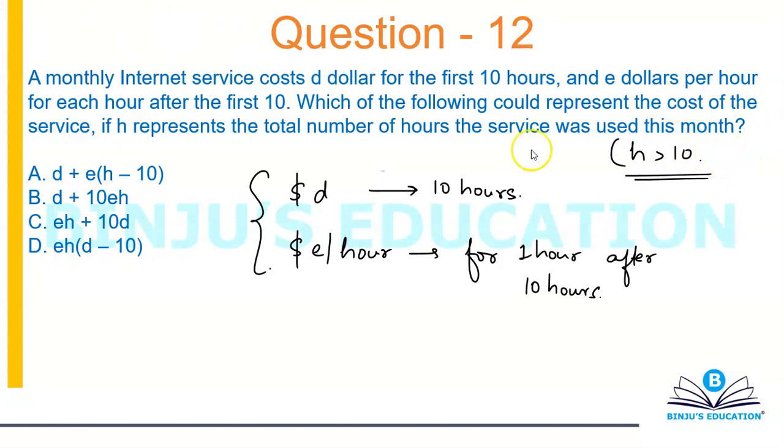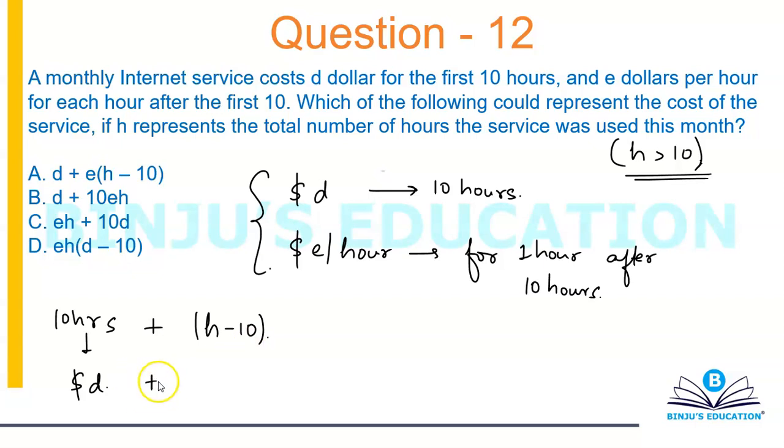Okay. So please include this while you're solving the question, that H is greater than 10. Alright, so if H is greater than 10, now we know that for 10 hours we have to pay $D, and for every hour after that we have to pay $E. So for 10 hours it's fixed, that is $D. Now if 10 hours is over, that means the number of hours that we are left with is H minus 10. Now for each of H minus 10 hours you have to pay $E every hour.